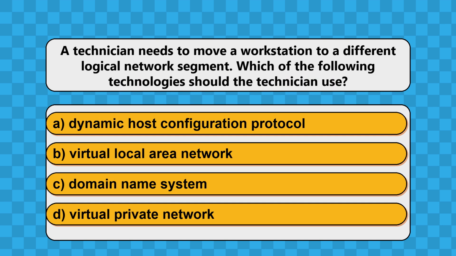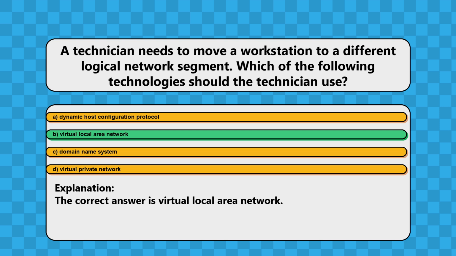Question 35. A technician needs to move a workstation to a different logical network segment. Which of the following technologies should the technician use? Option A. Dynamic host configuration protocol. Option B. Virtual local area network. Option C. Domain name system. Option D. Virtual private network. The correct answer is option B. Virtual local area network. The correct answer is virtual local area network.